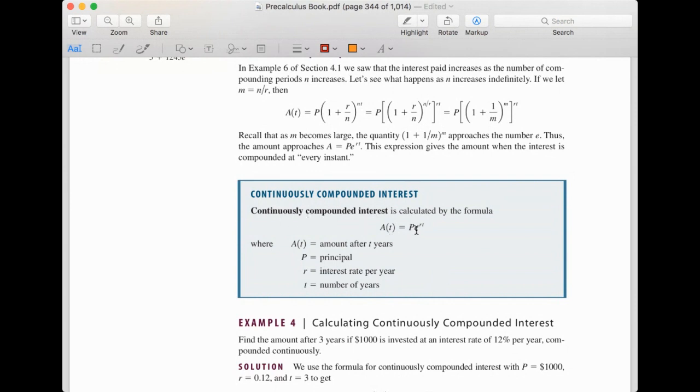Then we use e raised by r times t. The interest rate times the number of years, the money in the bank. So this is the continuously compounding formula: the principal times e, the Euler number, raised by the annual interest rate, which is r, times the time, usually the number of years.